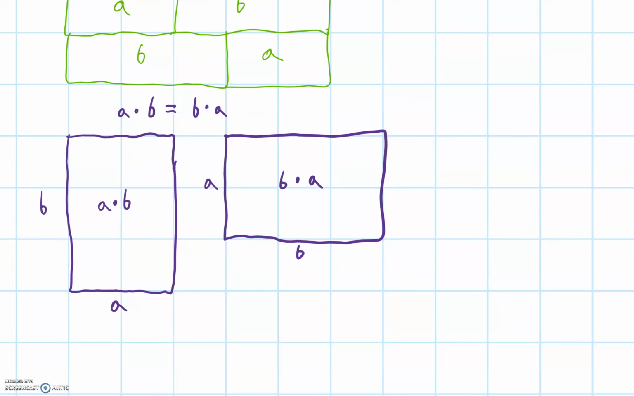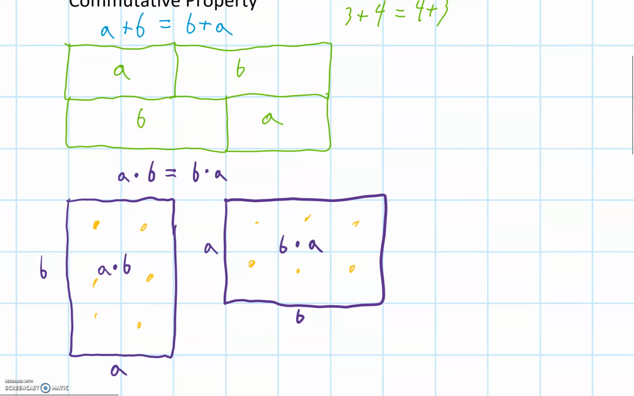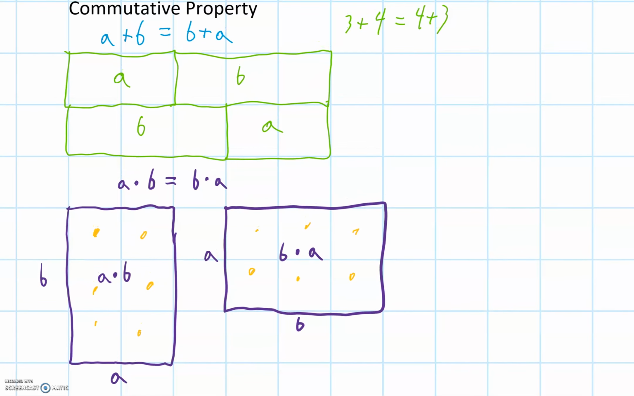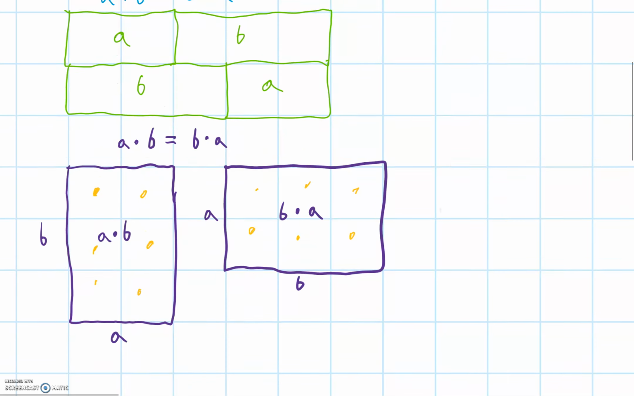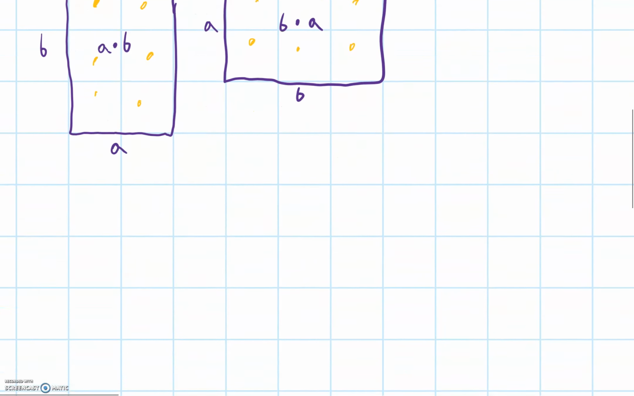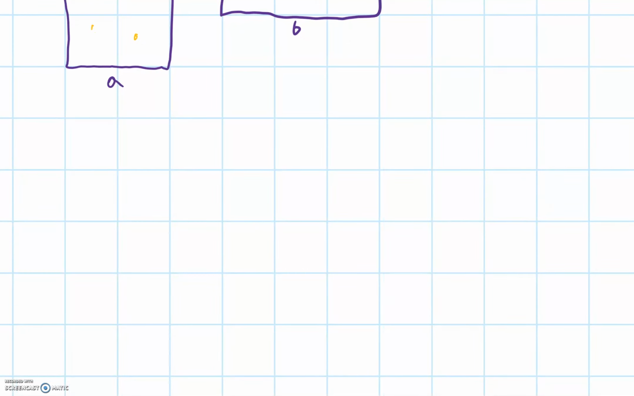Now if you count the number of squares inside, I'll just do that with yellow. 1, 2, 3, 4, 5, 6. 1, 2, 3, 4, 5, 6. Well, either one, even if you rotate the rectangle, they're going to be equal. So this is the commutative property for both addition and multiplication. So now, with that in mind, I just want to get you thinking about subtraction and division.